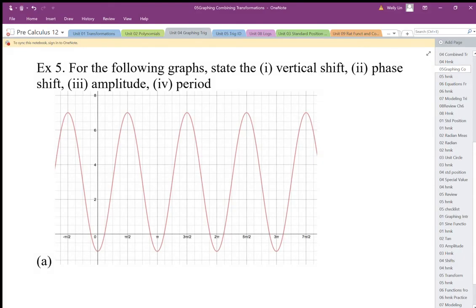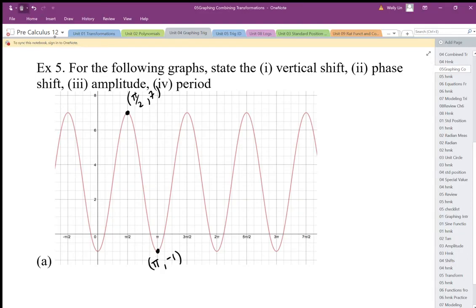What's really going to be key is identifying the max coordinate here. In this case, it's pi over 2 and 7, and a minimum coordinate here. Okay. In this case, it's pi, and looks like it's -1. Okay, so we're going to start with the y.